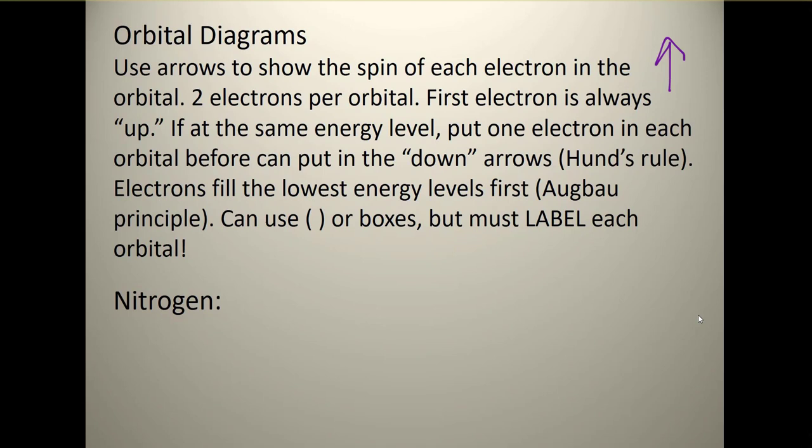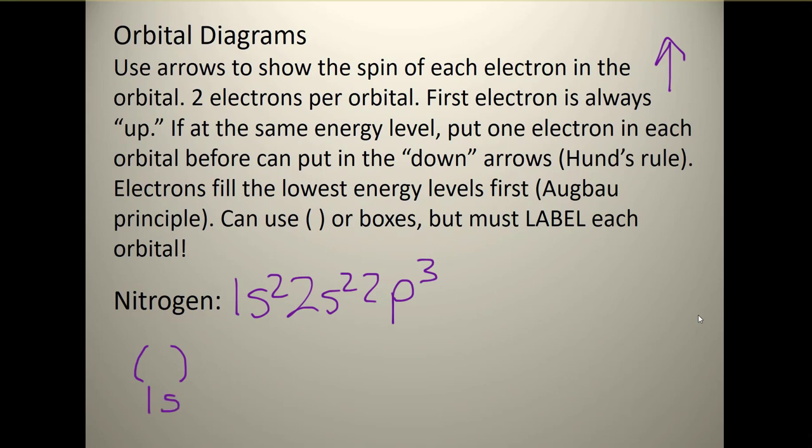And I'll explain what this all means with the element nitrogen. So nitrogen has the electron configuration 1s2, 2s2, 2p3. So we're going to draw an orbital diagram. I'm going to use parentheses for my first example.